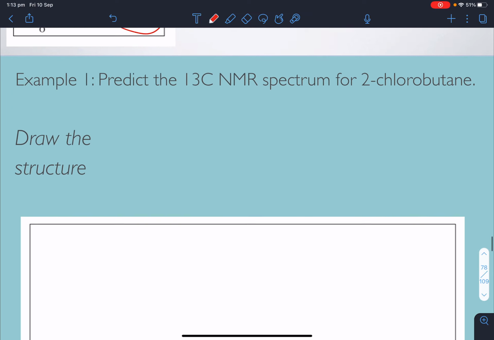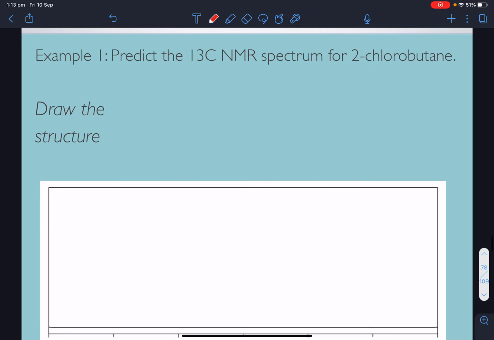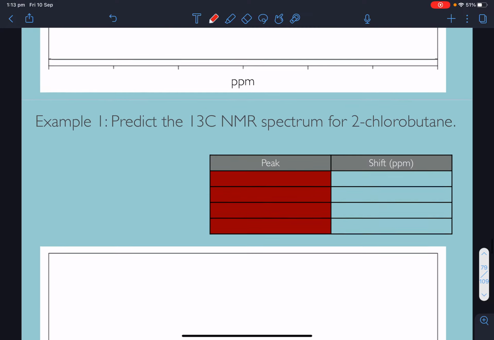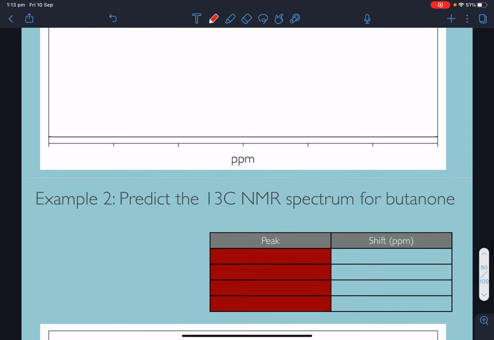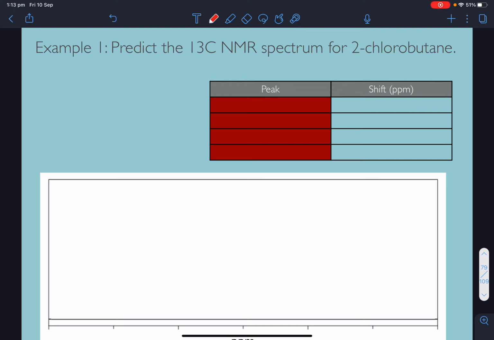All right, let's do an example. Probably not something you get in the HSC, but I think it's a good exercise. So we need to predict the carbon-13 NMR spectrum for 2-chlorobutane. And I'm getting you to draw the structure and then put it in there. What I might do is just do it on this page. So let's draw 2-chlorobutane.